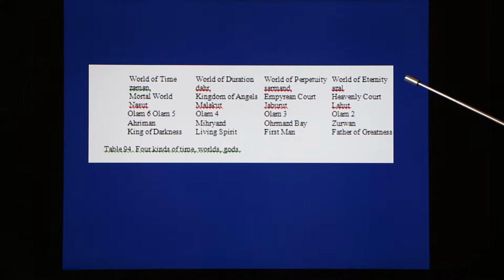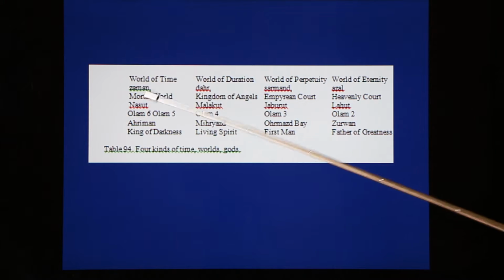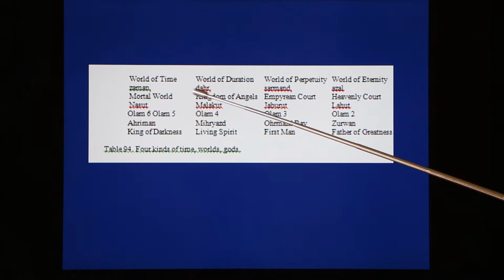And as we go through Middle Asia, Persia, something happens. Instead of just having timeless and time, we have gradations. And in fact, those gradations are fourfold. So we have a world of eternity, a world of perpetuity, a world of duration, and finally a world of time. Each of these with a name: Azal, Sarmand, Dar, and Zaman.